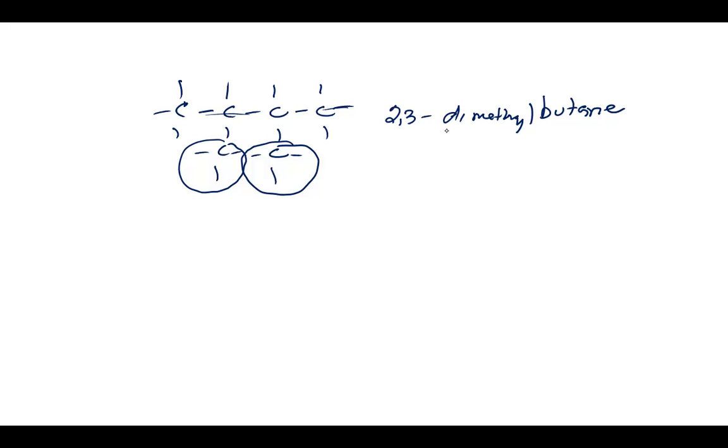2,3-dimethyl butane. That tells the person there's 2 methyl groups off of the chain, and what positions are they? Well, they're 2 and 3. This is carbon 1, 2, 3, 4. Can you think of another one?